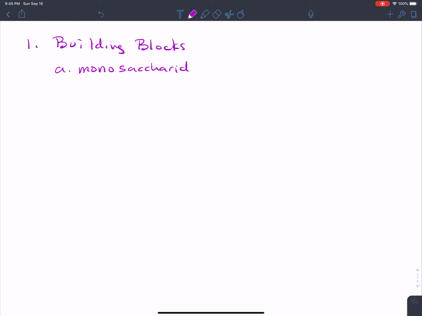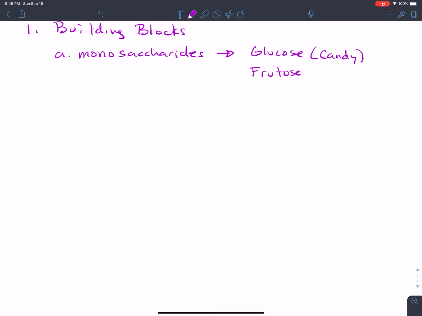These are the simplest forms of carbohydrates, and they include glucose, which is found in just about everything that we eat that's sweet, and also another one that you're familiar with called fructose. These are simple sugars. They're very simple, they're sweet to the taste, and they're used in most of our foods. Let me make sure I spell fructose correctly. There we go. The next ones are called disaccharides.